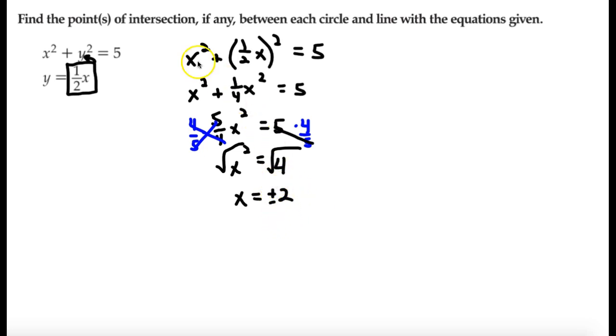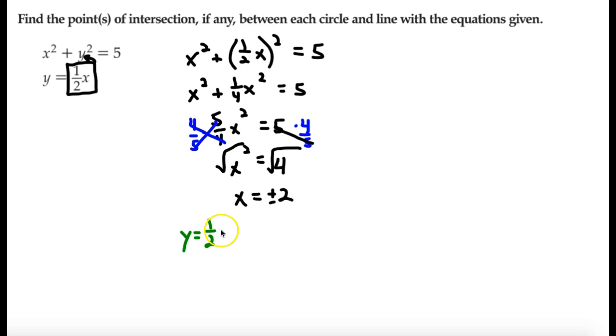All right? Now that's not quite my final answer. Right? I need to get the entire coordinate point. So what I want to do now is take both positive 2 and negative 2 and plug them into one of these equations. Okay? It's definitely going to be easier to plug them into this second equation. So if I plug, let's do positive 2 first.